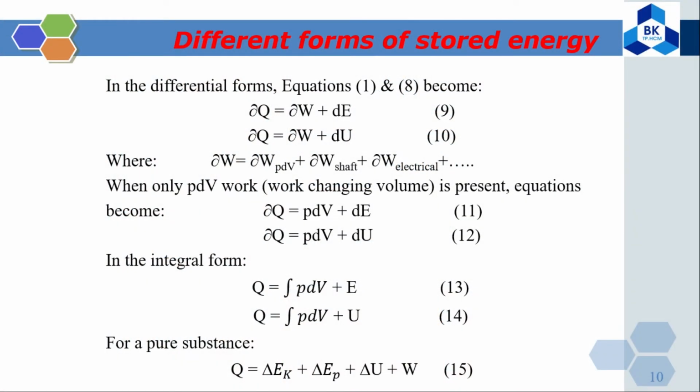plus delta U, the change of internal energy, and plus work. So we get equation 11. This one is the formula of the first law of energy for a pure substance. In other words, all of these are different forms of the first law of thermodynamics, in differential form, in integral form, or written for a pure substance. It's just a different form.